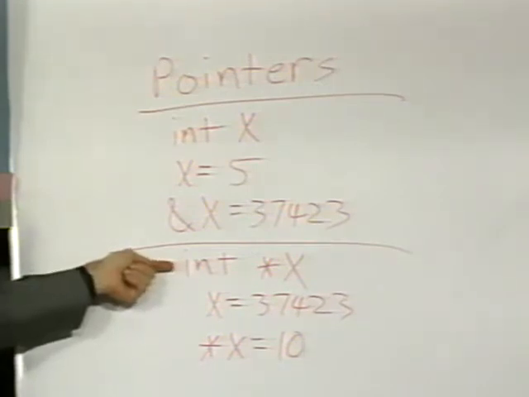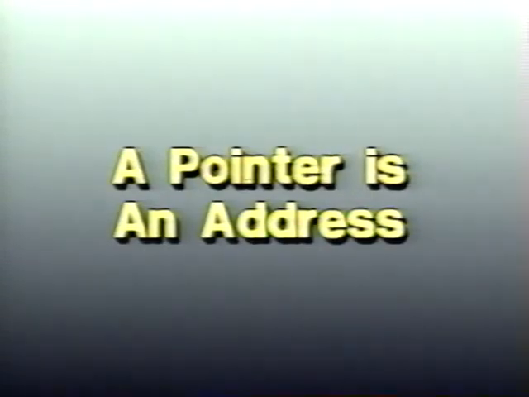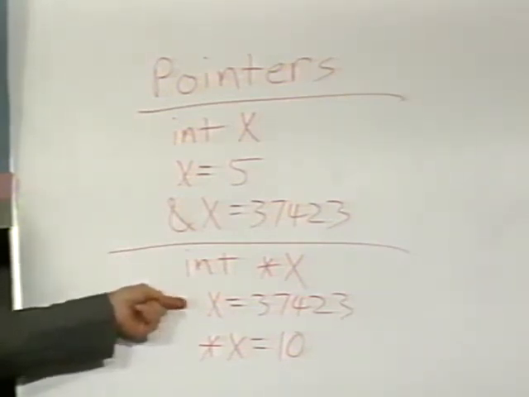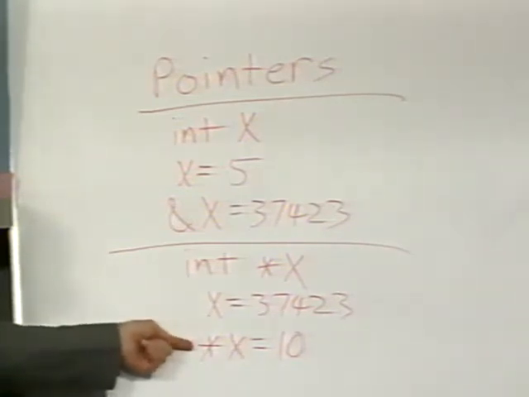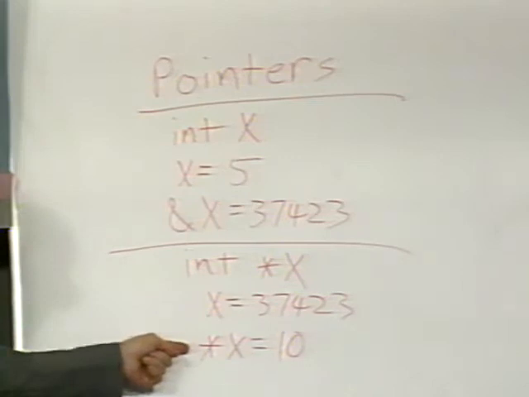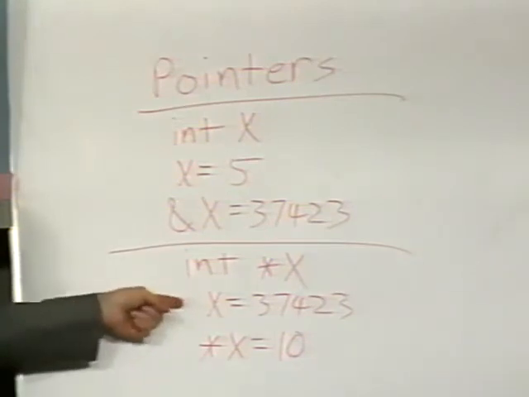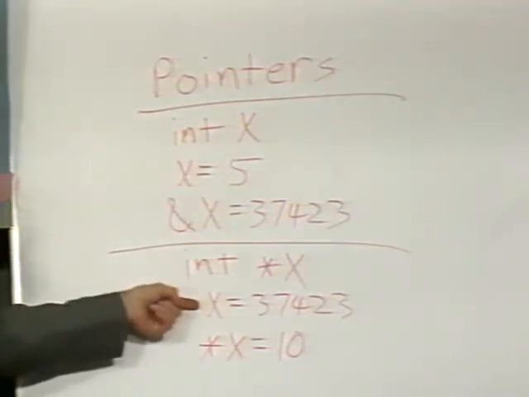If we declare x as *x, that means we declare x to be a pointer or an address. To keep this straight, remember this. A pointer is an address. That's all you need to remember. We declare x to be a pointer. That means x is an address. Whenever we want to find out what is at that address, we put the asterisk in front of x. So *x may give us a value of 10, whatever the value happens to be at this location in memory.